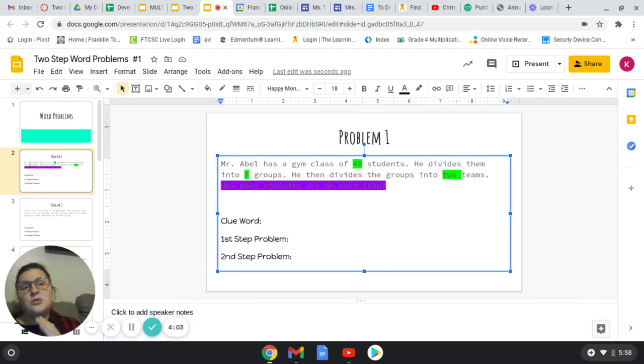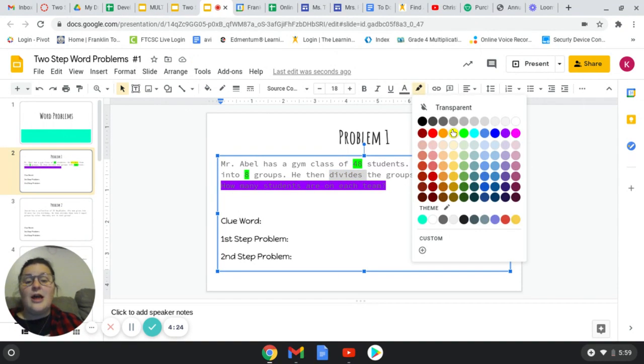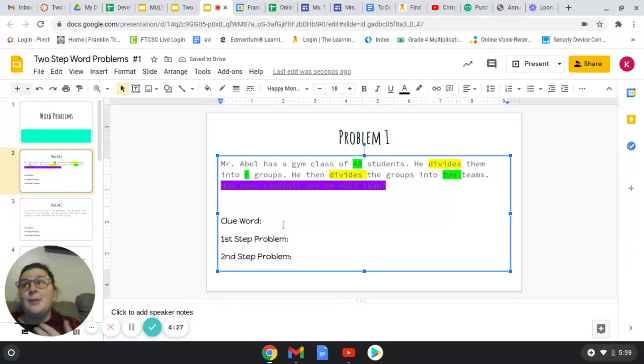And I need to go through and box my keywords. Or in this case, I'm going to highlight them a different color. I see this keyword up here, divides, and then I see that keyword again down here, divides. So that tells me that I'm probably going to divide with this problem. So I'm going to type in that word divides. Okay, and again, you notice that I did not type in the question. I just typed in those keywords to help me.